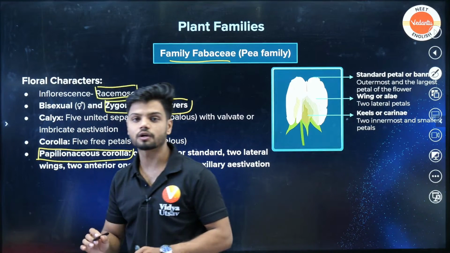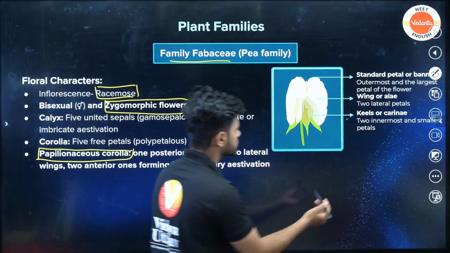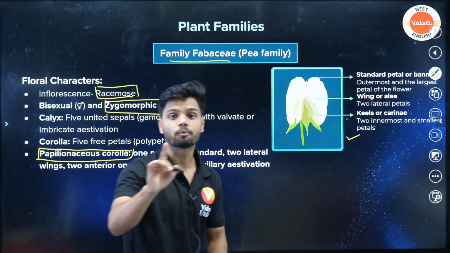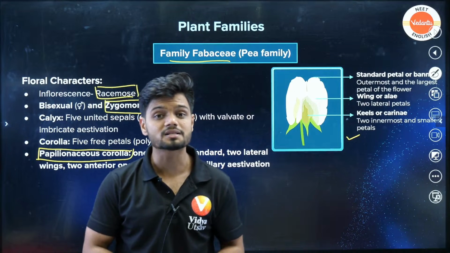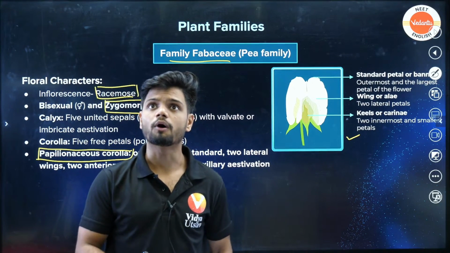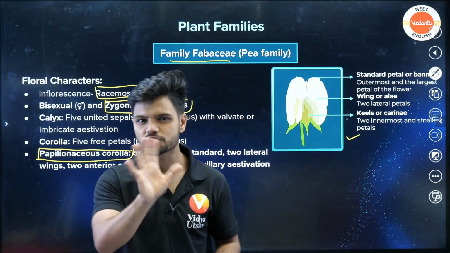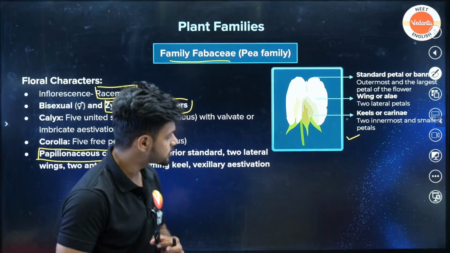Papilionaceous corolla, which is also called your vexillary estivation. Again, important point. Vexillary estivation has been asked repeatedly in your examination. Not only now, for almost around 6 years they've been asking vexillary estivation. One question here at alternate years is coming. Now, what is vexillary estivation?